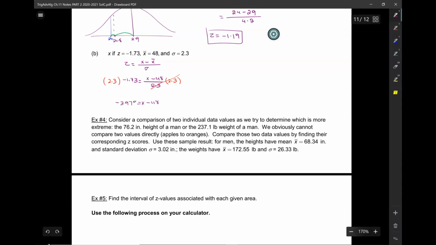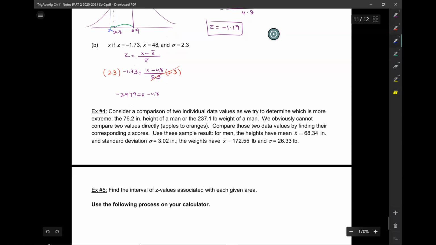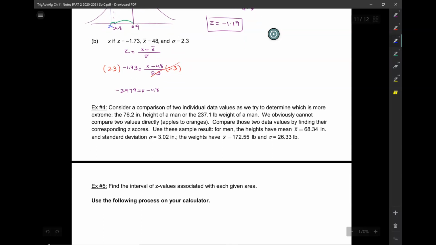What do I do next? If x minus 48 is this, you add 48. So x is 44.021.